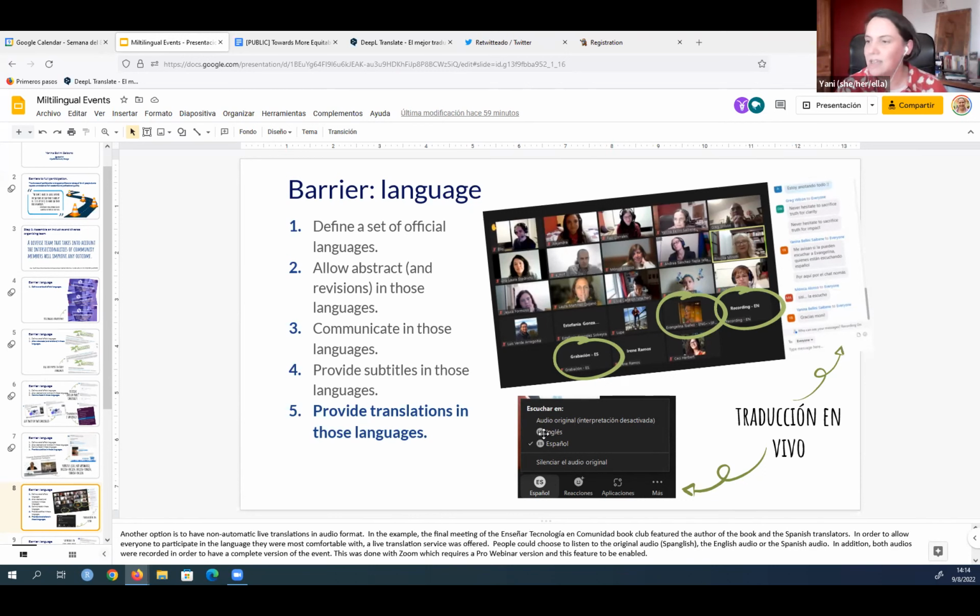So you can see here, you can choose the original audio, which was Spanglish, and then you can listen in English or you can listen in Spanish. Everyone can participate in the language they are more comfortable with.